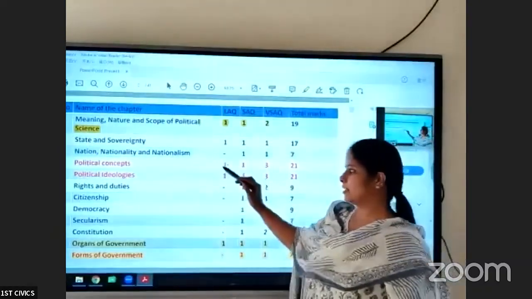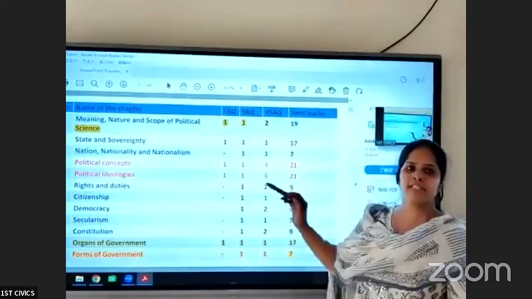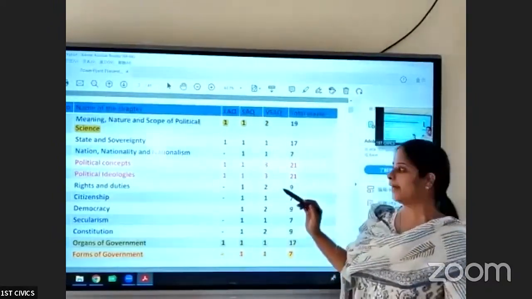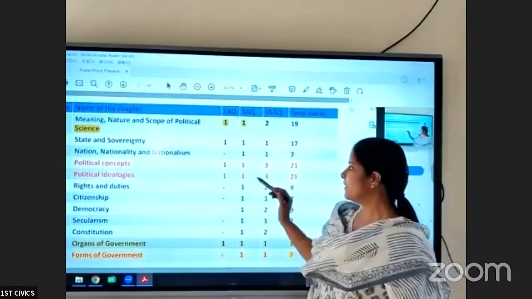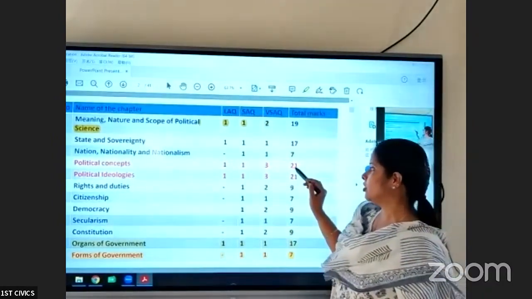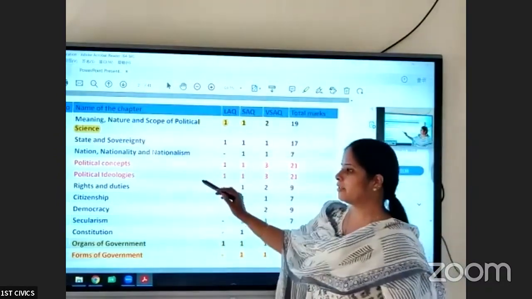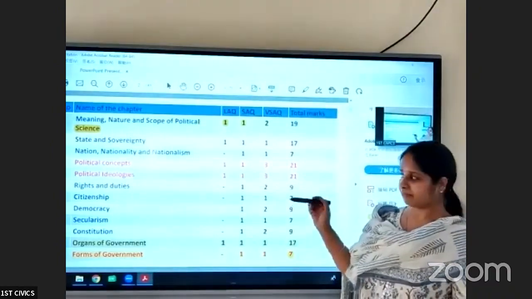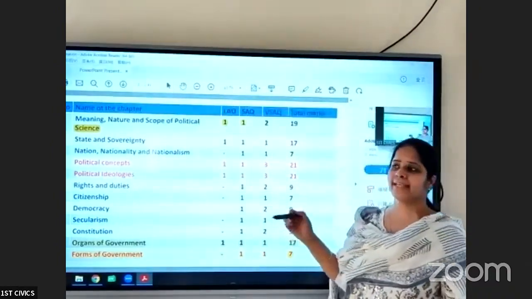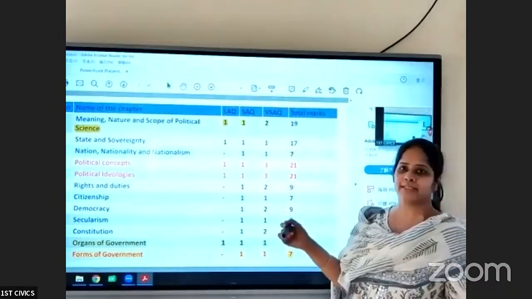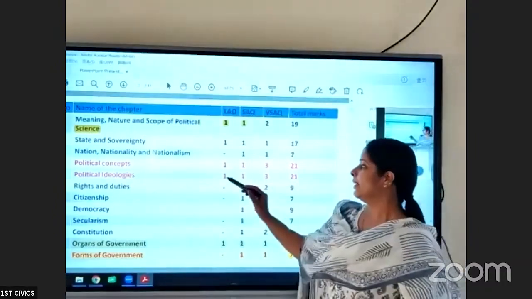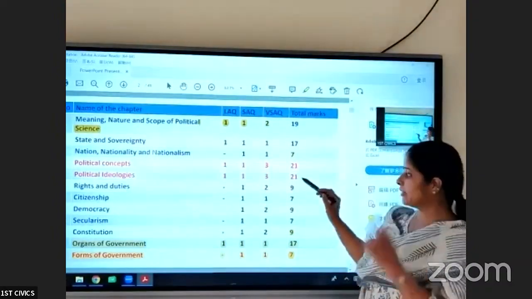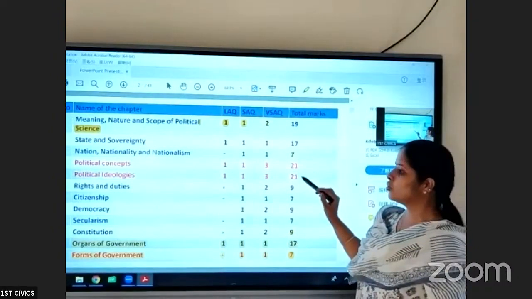Fourth chapter, Political Concepts. In this chapter, you will study various political concepts like law, liberty, equality, justice, power, and authority. This is the lengthiest chapter and it has got more weightage. Then fifth chapter is Political Ideologies. In this chapter, you will study different political ideologies like Gandhism, Marxism, liberalism, individualism. You will get one LAQ, one SAQ, 3 VSAQs from this chapter, and the weightage is 21 marks.